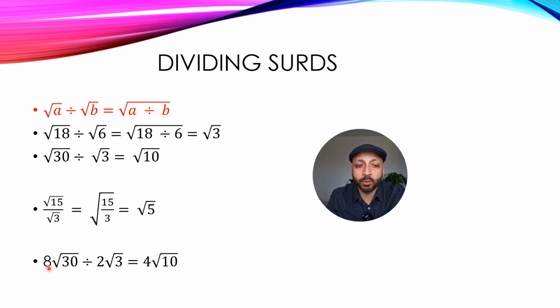So as before, you would do the outside numbers first. 8 divided by 2, that will be just 4. And then 30 divided by square root of 3 is 30 divided by 3, which is 10. So 4 square root of 10.